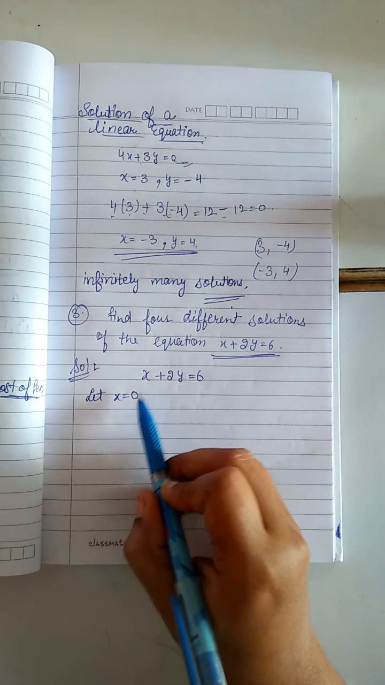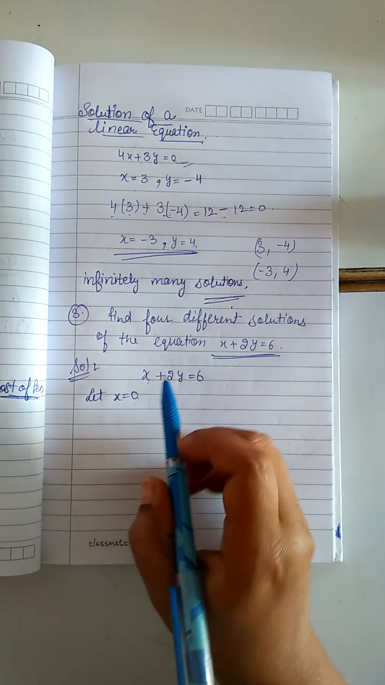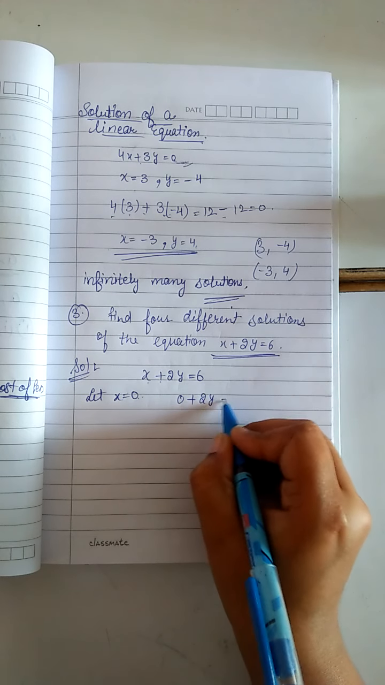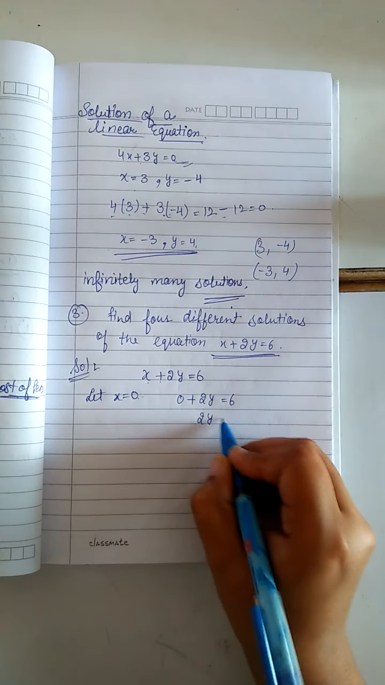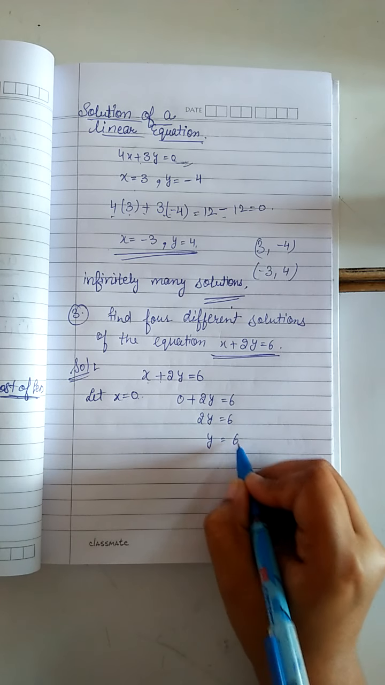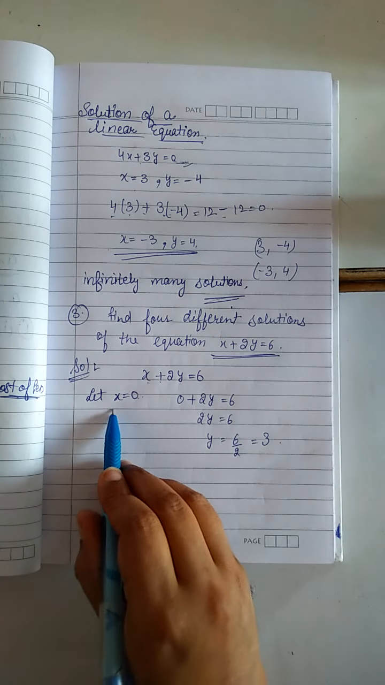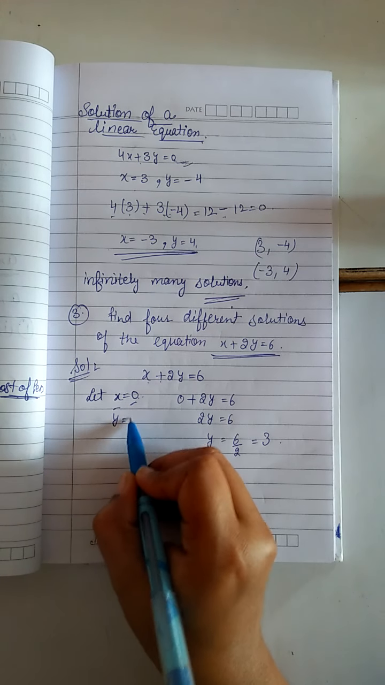Suppose the value of x is 0. So put the value here: 0 plus 2y is equal to 6, 2y is equal to 6, y is equal to 6 divided by 2, which is equal to 3. So when we put the value of x, y is 3.